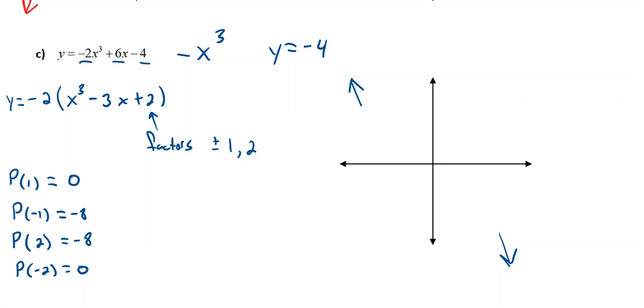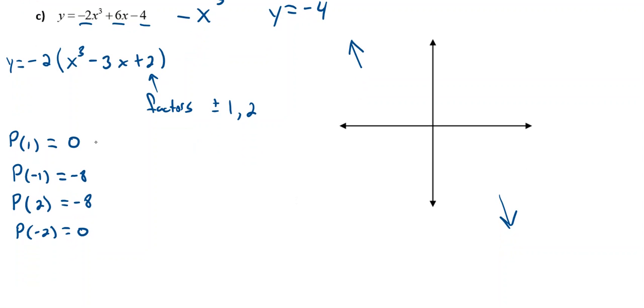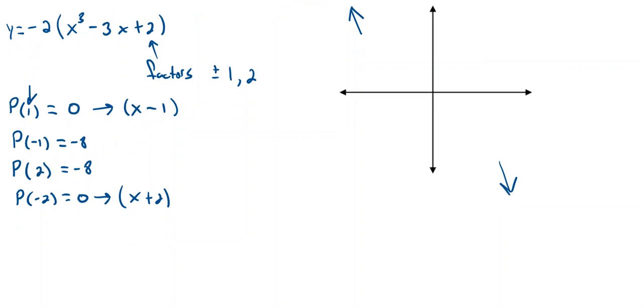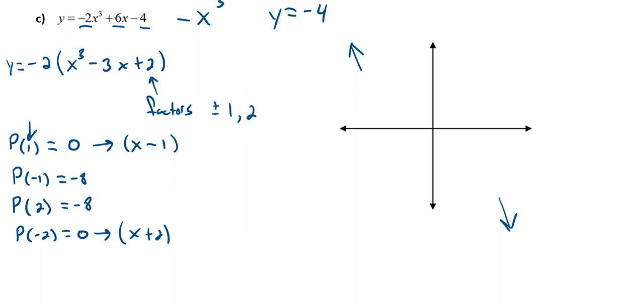Okay, so what do we know? We know that one of our factors here would be x minus 1, yeah, x minus 1. Because this was 1, like the x value was 1, so like the actual factor is minus 1. And then what about this one? We know that this would be x plus 2. Okay, so I know that this is the case now, right? That those are 2 of my factors.